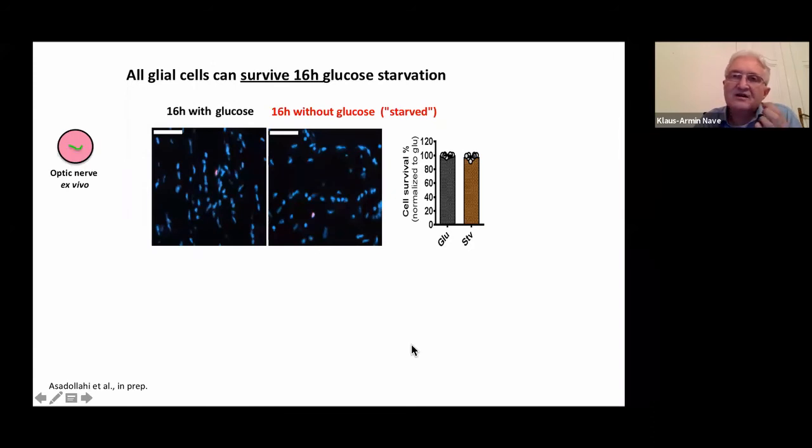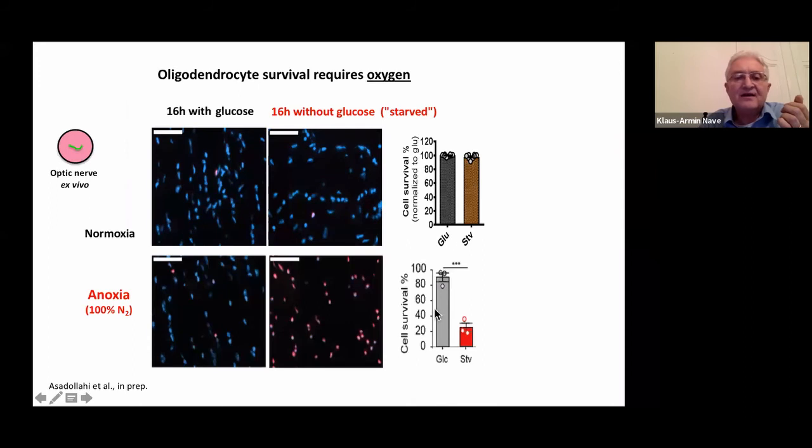Now, what is the mechanism behind that? Now, it turns out when we look at a slightly earlier time point, namely 16 hours, this is a time point where all cells survive. So 16 hours is a survival time where, in oligodendrocytes, no one is dying. That's interesting. So it means the survival mechanism applies to all cells at the same time.